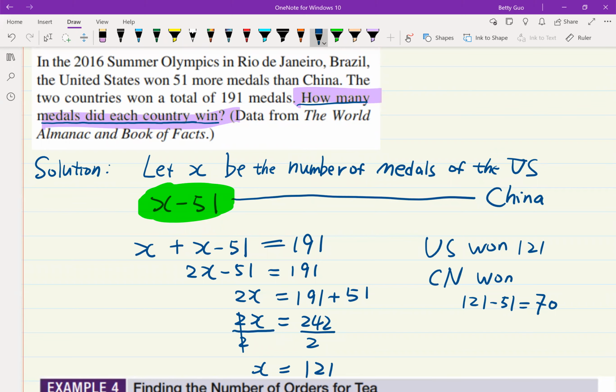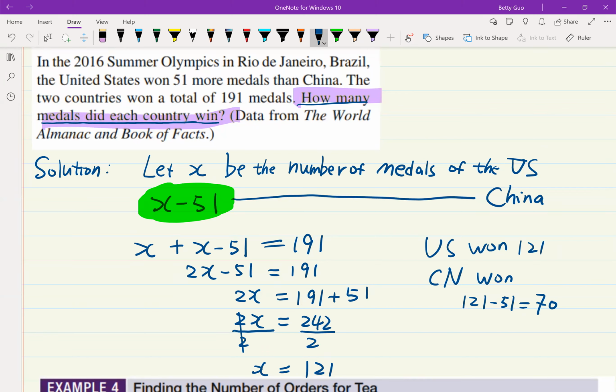Okay, in the last step, I recommend you always check your result. Let's see how we bring the result to the original problem to see if it satisfies the original problem. In Brazil 2016, US won 121, China won 70 medals. And the number of medals won by US is 51 more than 70, than China, right? So that is okay.